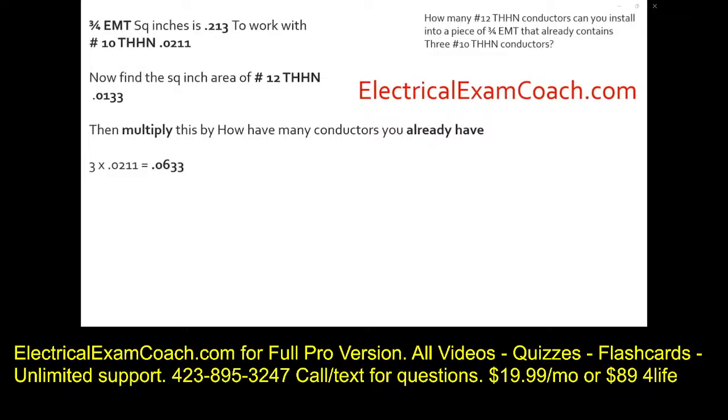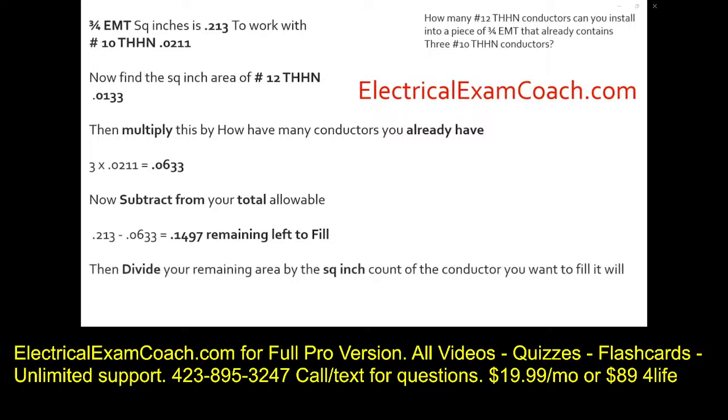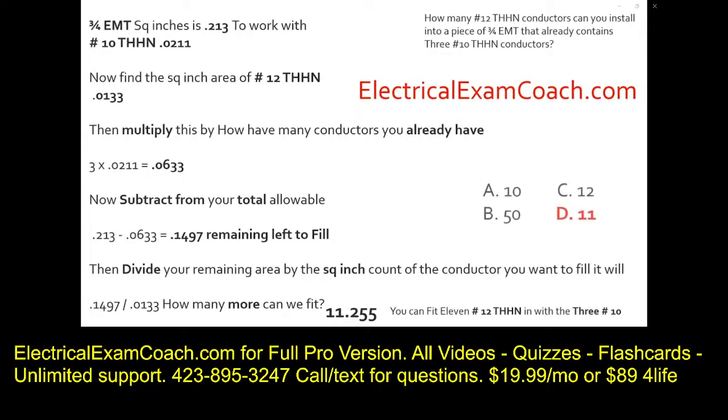Now to figure out how much space we have left, all we have to do is take our total fill area, which was 0.213, subtract the number 10s, and that lets us know we have 0.1497 remaining left to fill. In order to find out how many number 12s we can fit in it, all we have to do is divide. We take our available area left to fill, divided by the individual number 12, and we're going to find out that we can fit 11.255. In this case, it's lower than 0.8, so we're going to round down to 11 conductors, and we select D.